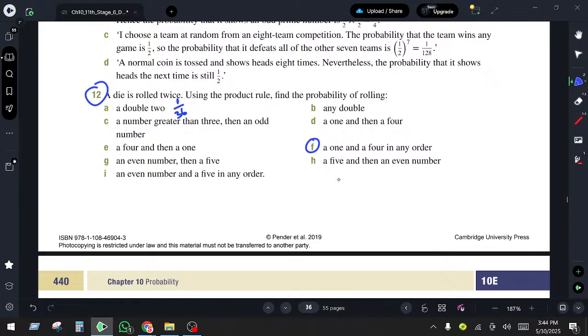Next, a 1 and a 4 in any order. A 1 and a 4 means 1 4 or 4 1. Any order means these two are the same. 1 4 can come, 4 1 can also come. Order is not important, so they are the same. It's 1 over 36.